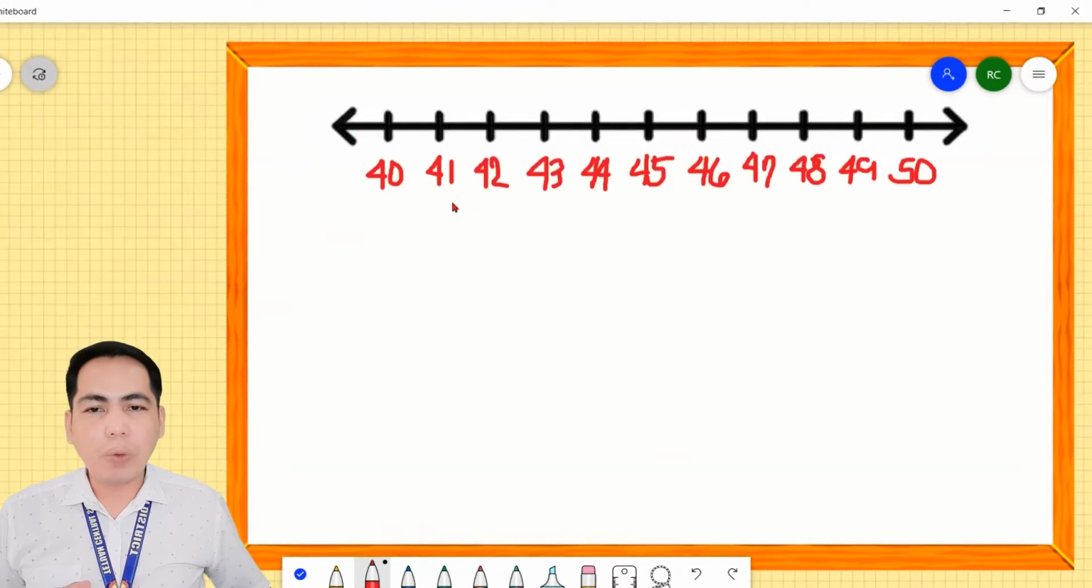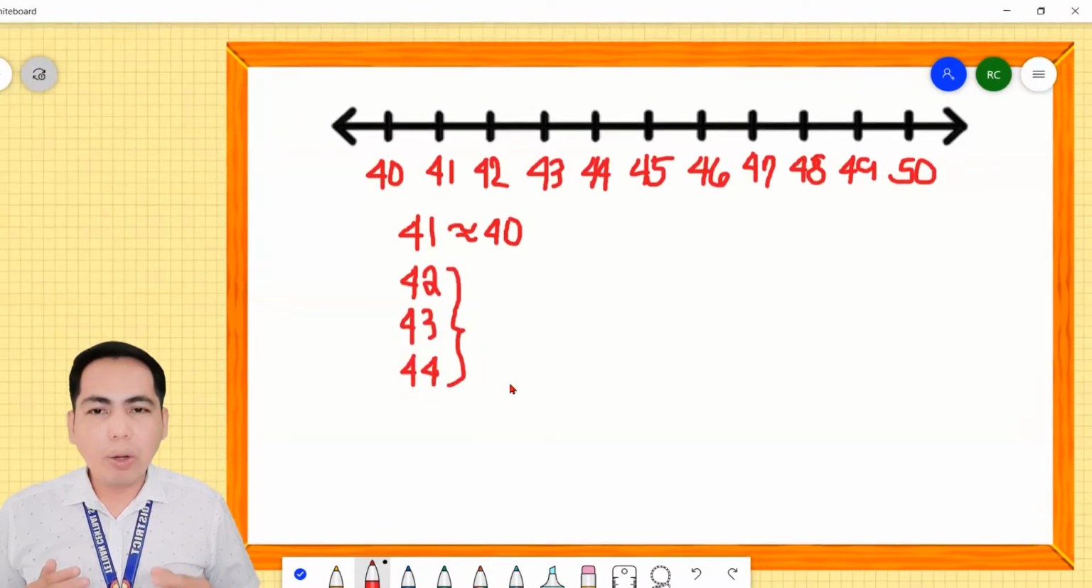So let's begin with 41. So we have to identify whether 41 is closer to 40 or to 50. Since 41 is closer to 40, meaning to say that when we round off 41 to the nearest 10, it is approximately 40 because it is closer to 40 than to 50. The same thing goes to 42, 43, and 44. All of them are closer to 40 than to 50. Therefore, when we round them off to the nearest 10, they are approximately 40.